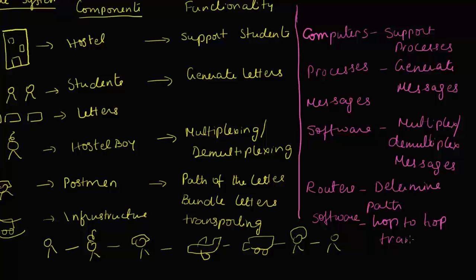Basically, there you decided that you have to go from the post office to the airport or to the train station. So you're deciding where to send the bundle to. So that's hop transfer. And this infrastructure kind of translates to hardware and cables. So this is the actual physical transfer of the messages. So this is the translation from the postal system to the computer network system.